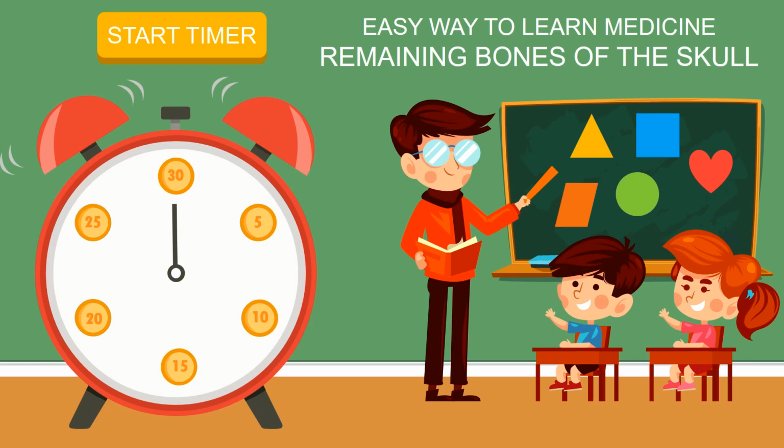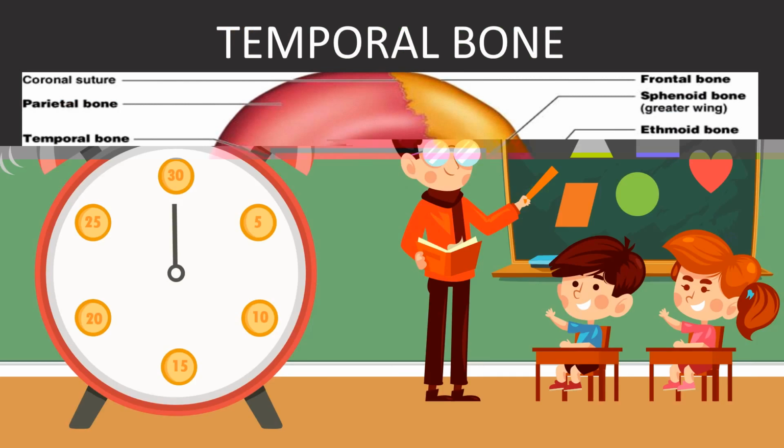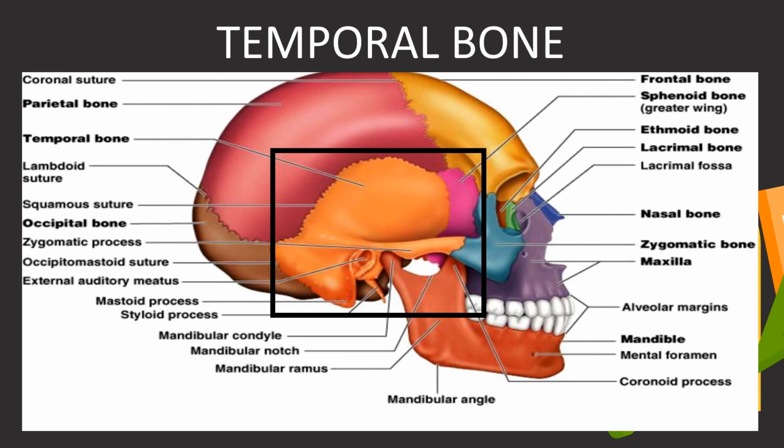We are moving to part 2, the remaining parts of the bones of the skull. First we are going to see the temporal bone. The temporal bone, you can see this one. This is a temporal bone. It's the squamous part of the temporal bone.